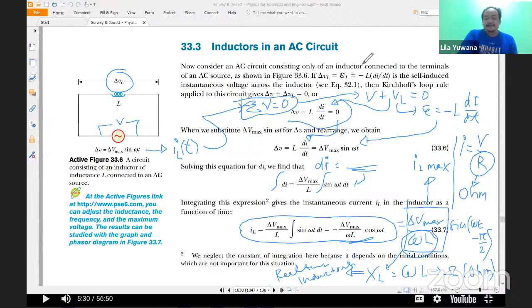Any question? This is the mathematical expression of EL as a function of t.